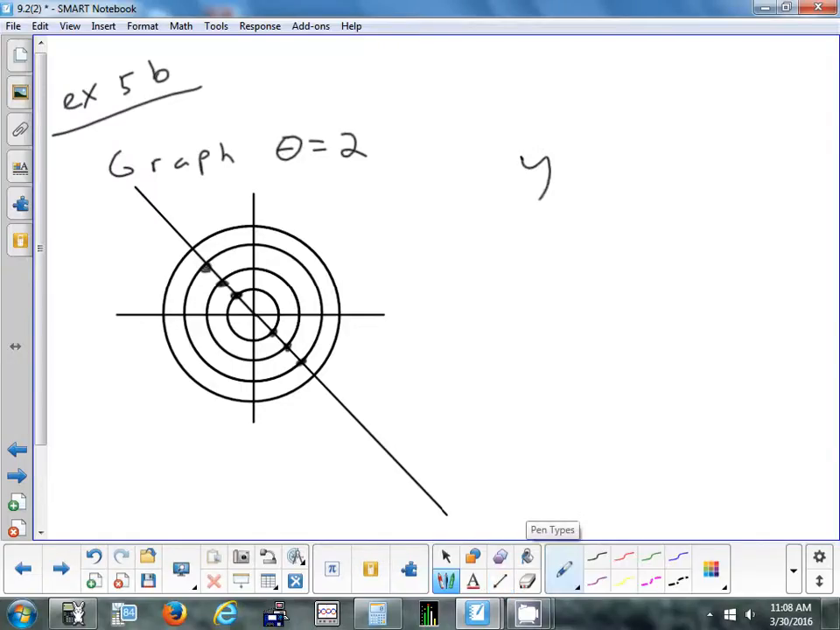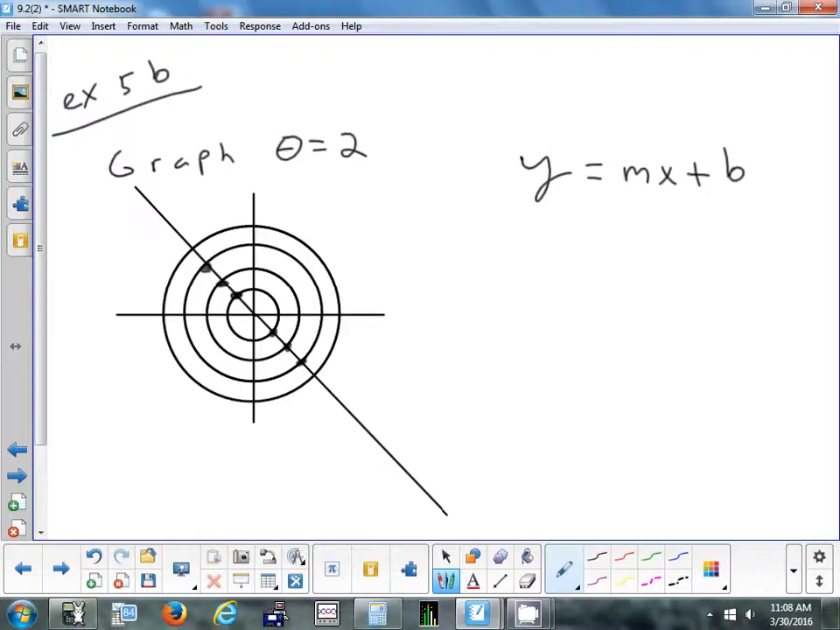What's our equation for a line in y equals form? Y equals mx plus b. Now in polar, you don't have what letters in that equation? You don't have the x and the y.